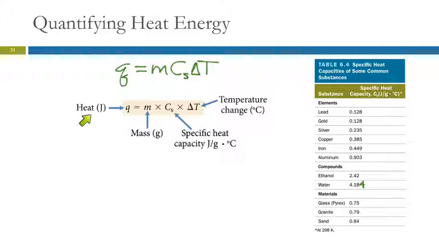Here we have Q, the heat in joules. M is the mass of the system in grams. C sub S is the specific heat capacity in joules per gram degrees Celsius. Delta T is the temperature change in degrees Celsius.